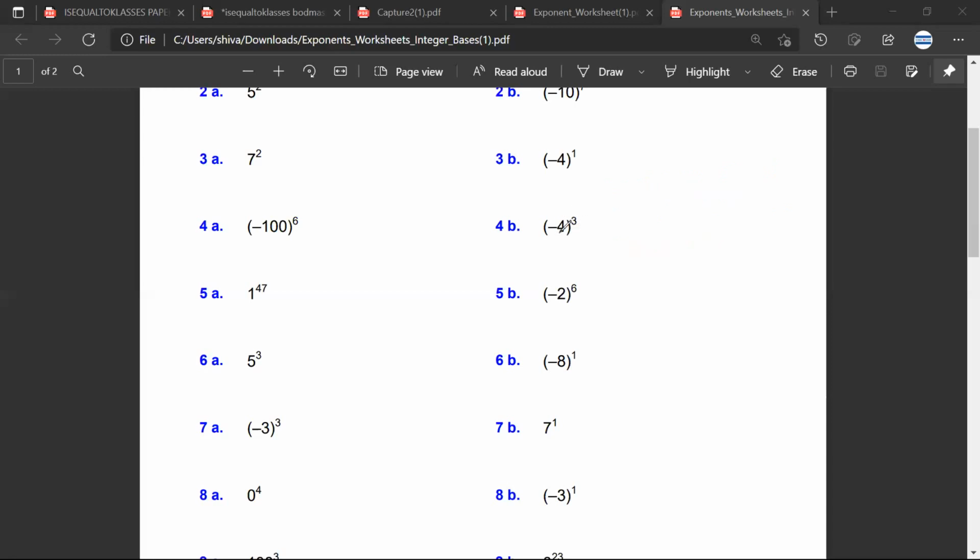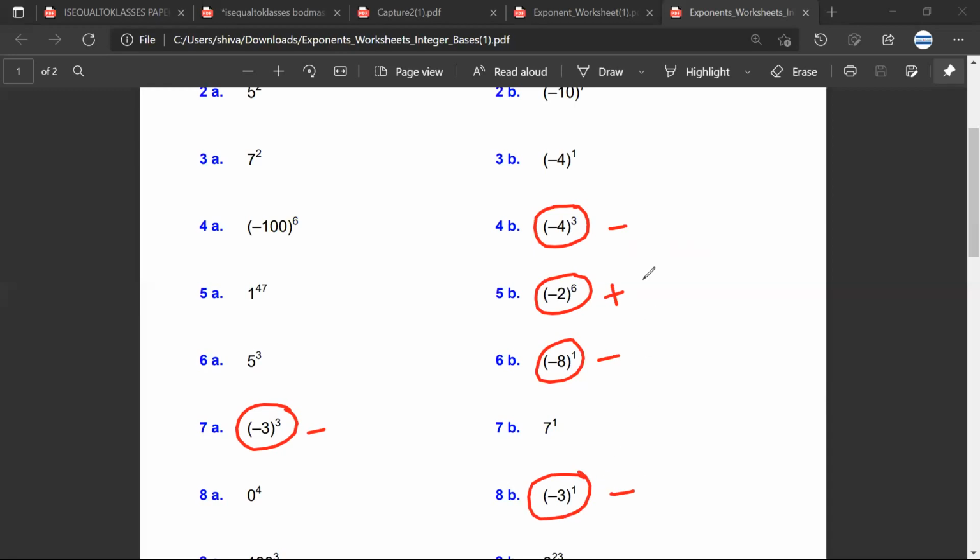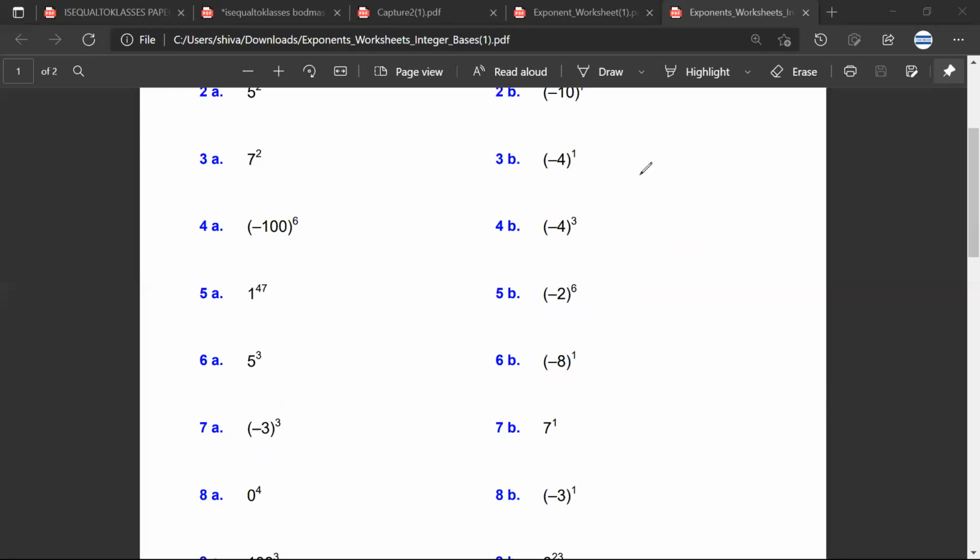Would the answer be negative or positive in this case? So negative. Shabash. Answer would be negative or positive? Positive. Answer would be negative or positive? Negative. Negative. Have you understood? Yes, sir.